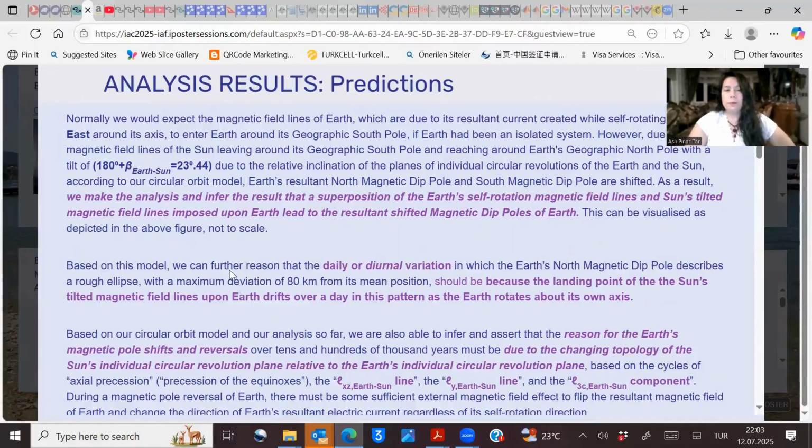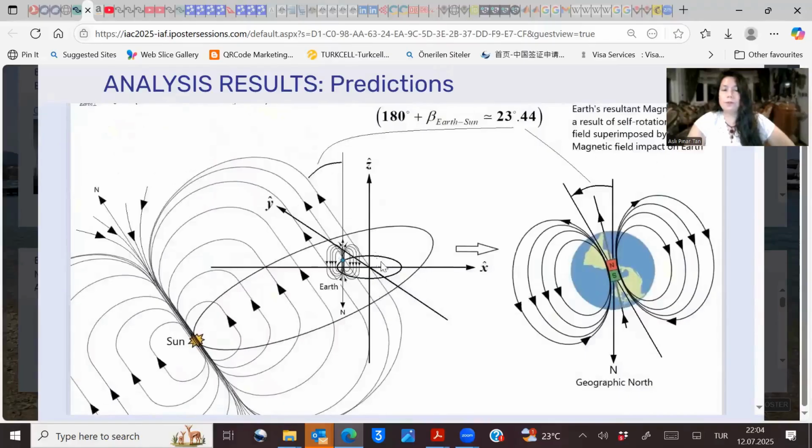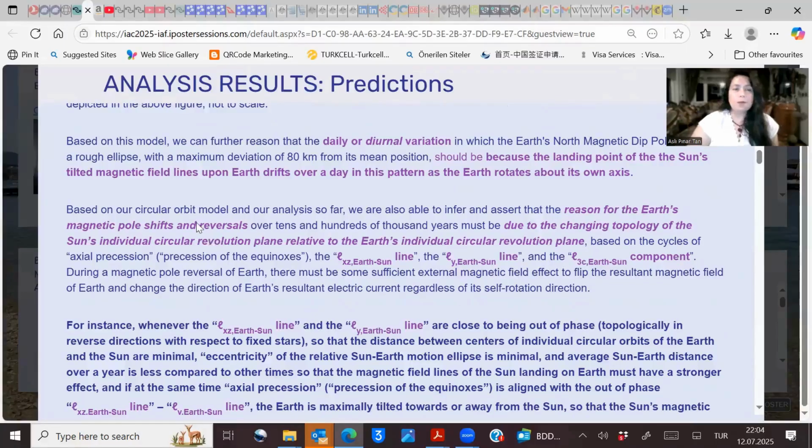Based on this model, we can further reason that the daily variation in which the Earth's north magnetic dipole describes a rough ellipse with a maximum deviation of 80 kilometers from its mean position should be because the landing point of the Sun's tilted magnetic field lines upon Earth drifts over a day in this pattern as the Earth rotates about its own axis. So it's more understandable when we think of the Earth and the Sun revolving on individual circular orbits.